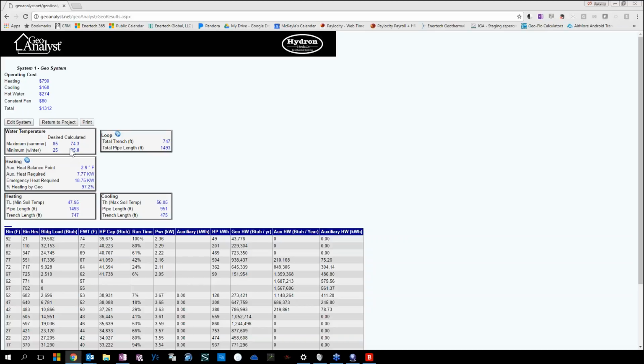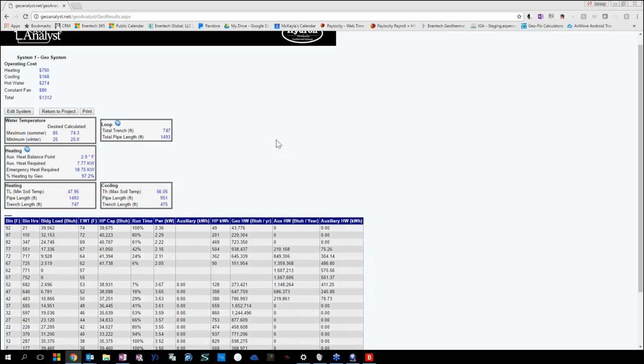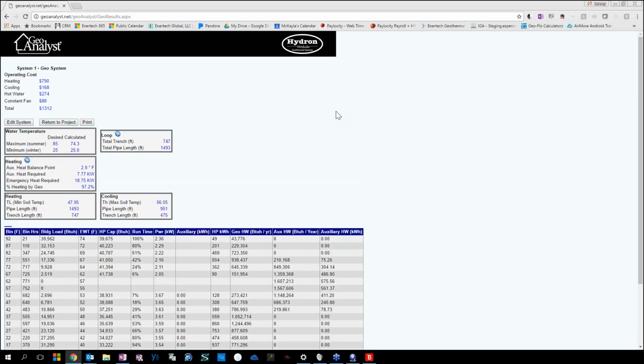I'm going to go ahead and leave it at 25. I'm okay with the 25-degree temperature. My balance point of 2.9 doesn't scare me at all. So we'll roll with the operating cost of the 4-ton system. Op cost is $1,312.